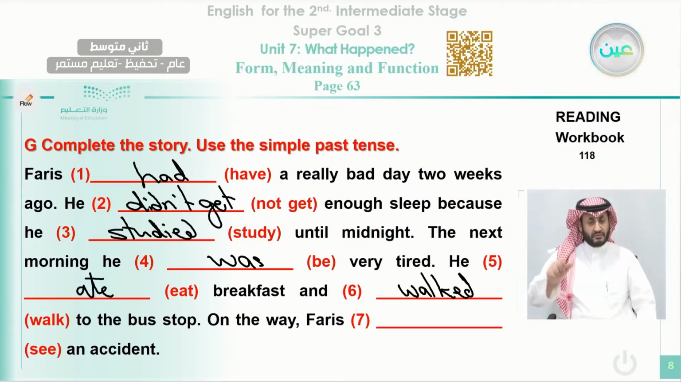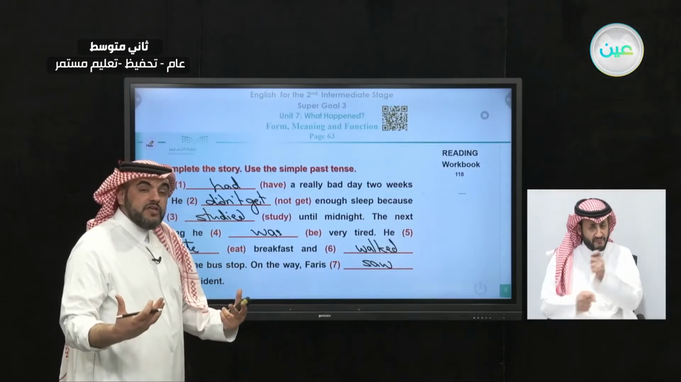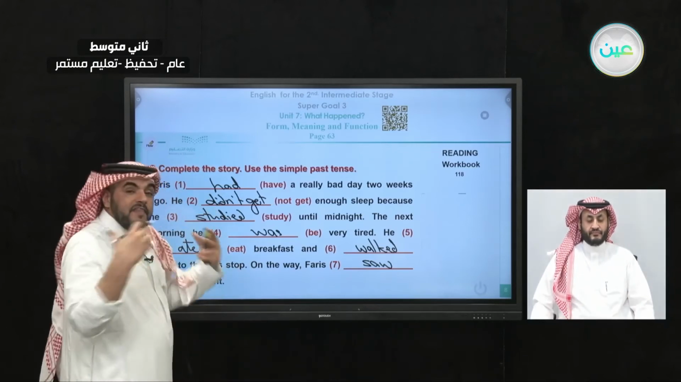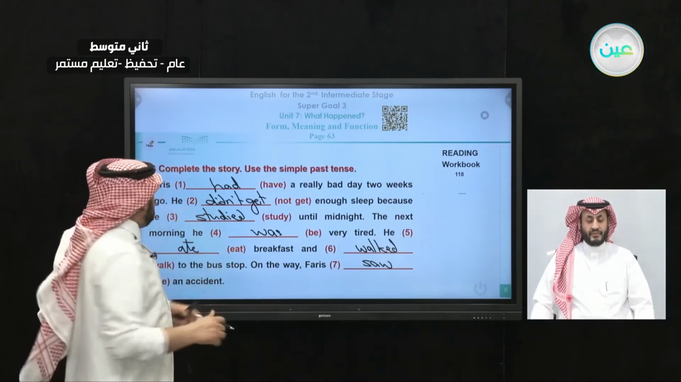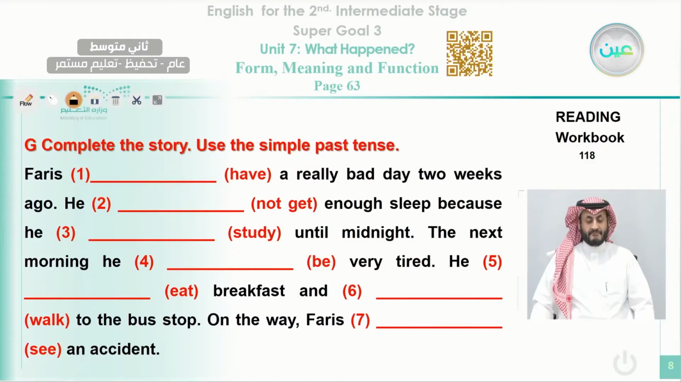On the way, Faris, in the past, we use the verb see as saw. He saw an accident. You notice here in the first paragraph, the introduction paragraph told us what happened and the scene. He described the scene, okay? And now let's move to the next paragraph, okay?